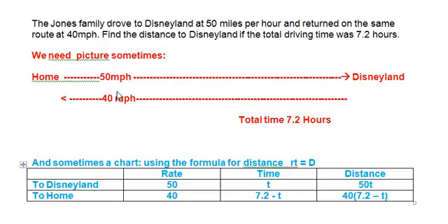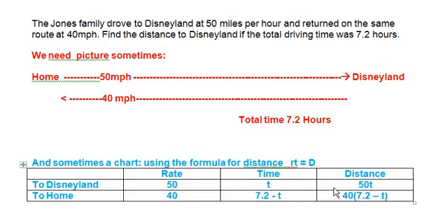From the picture above, I fill in the information. 50 and 40 are the rates. It doesn't have a time in my picture. That's going to be an unknown. So I let the time it takes to drive to Disneyland be t. Now, if it's t hours to Disneyland and the total time is 7.2 hours, then the time to return would be to subtract the two. Take 7.2 minus t.